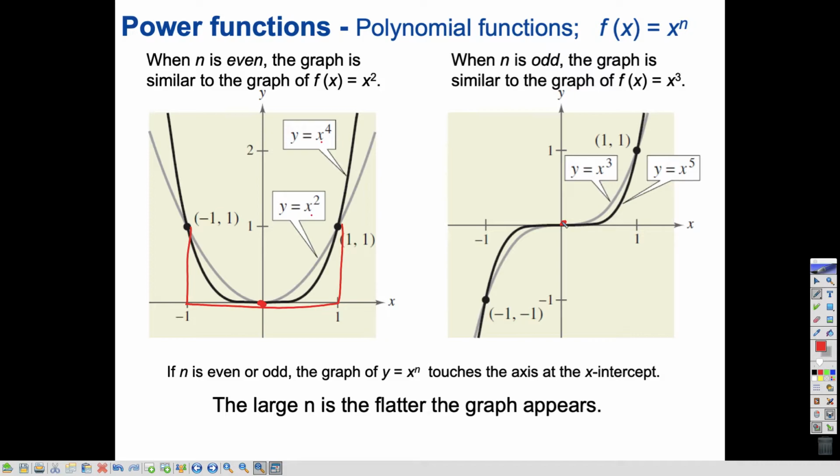The larger the exponent, the degree, the flatter the curve. That's basically all you're getting out of this whole slide. That's what I put: the larger the exponent, the flatter the curve.